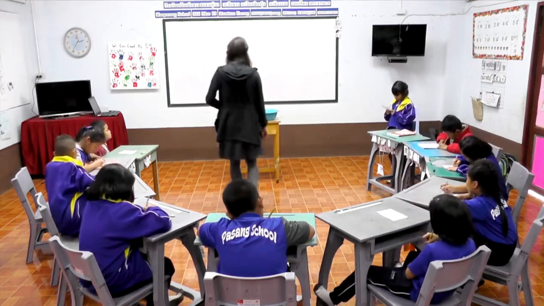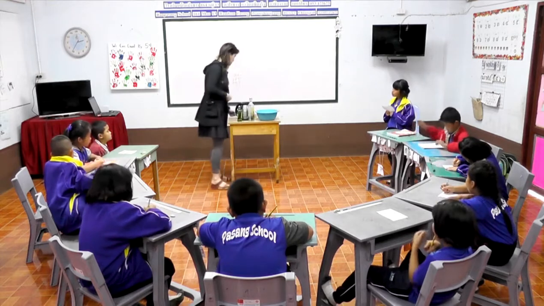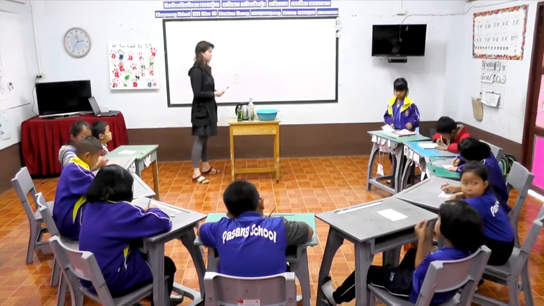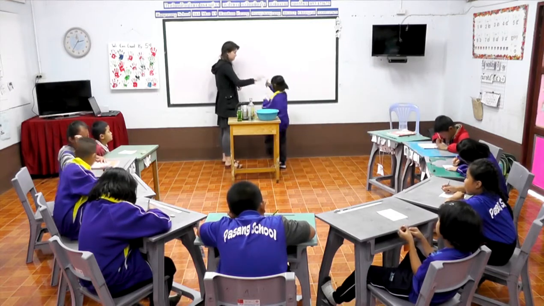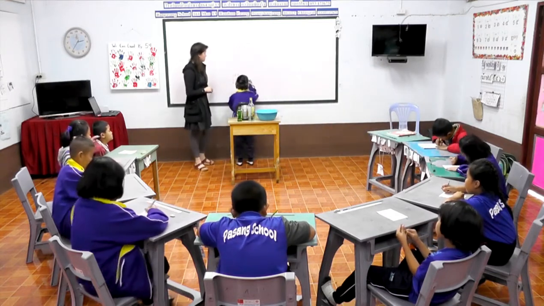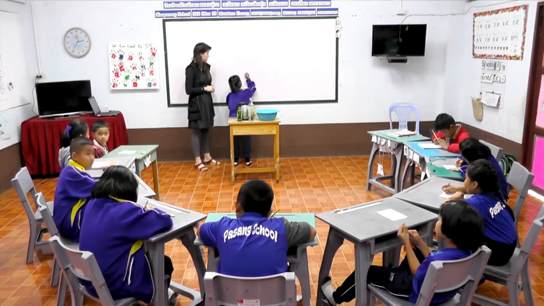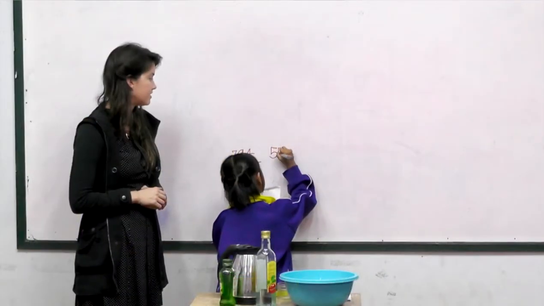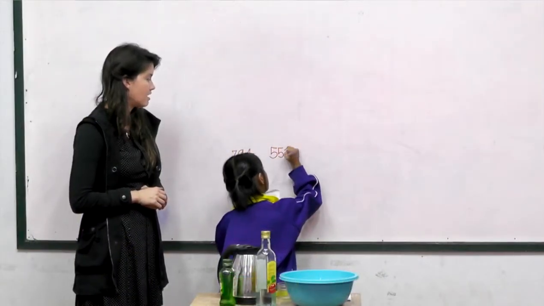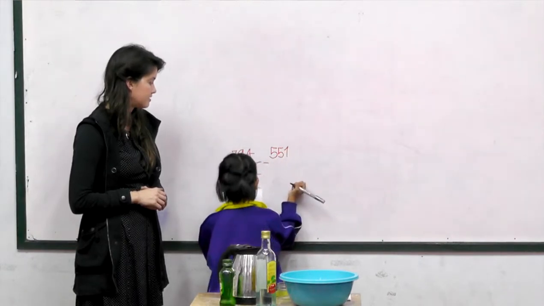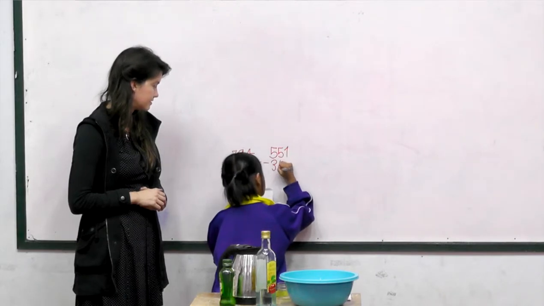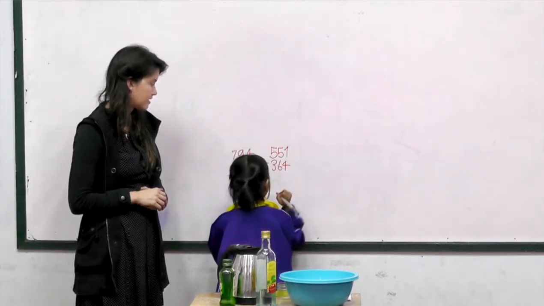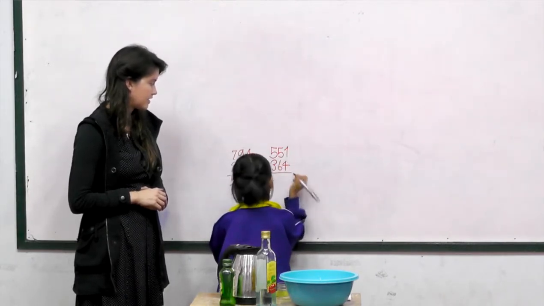384. Okay, very nice. Pak Boom, you can make the equation for us. Can you write the equation? Okay, here you go. Show us what you did. We started 551 minus 364. Okay, good. Very nice.